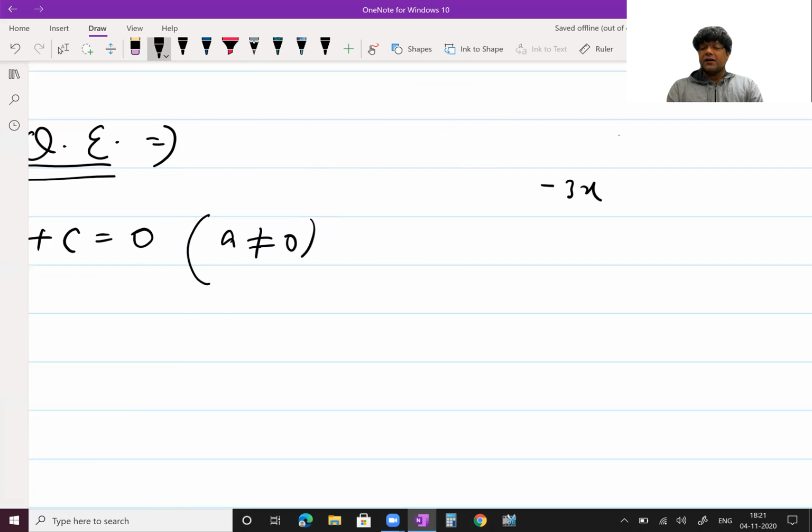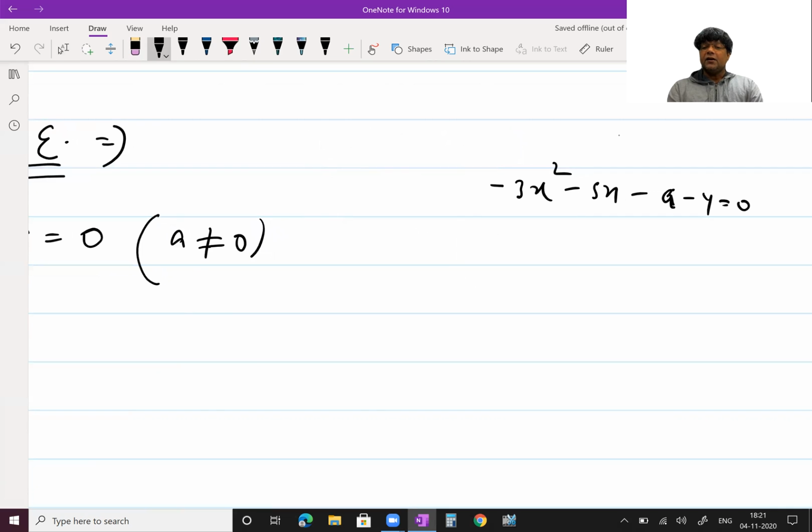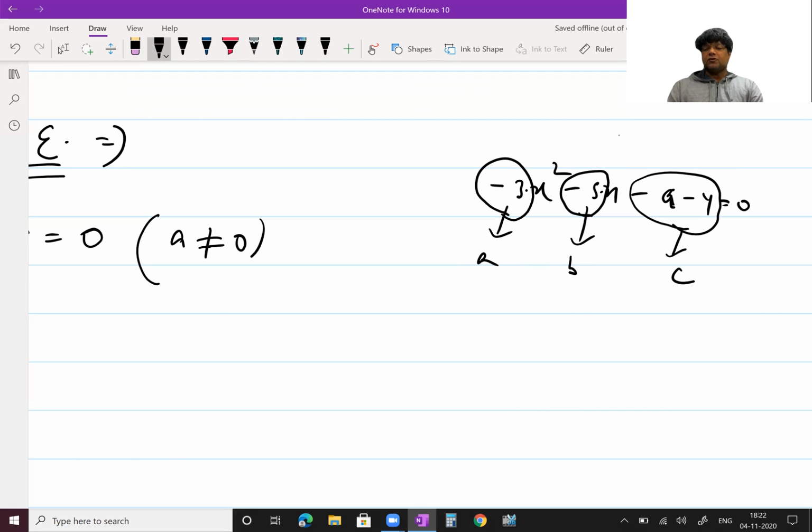If somewhere it is written minus 3x square minus 5x minus 4 is equal to 0, you know what is your a? Everything written behind x square is your a. So your a will be here minus 3. What is b? Whatever is written behind x with sign, that is your b. So your b value will be minus 5. Whatever is remaining where there is no x square, that value is your c. So your c value is here minus 4. This way you will decide a, b and c value.